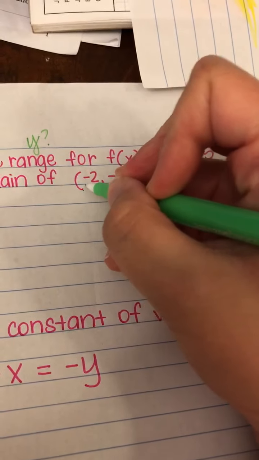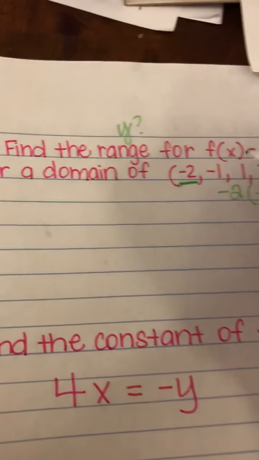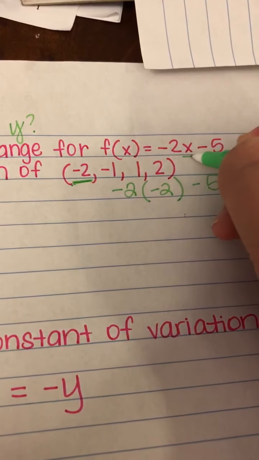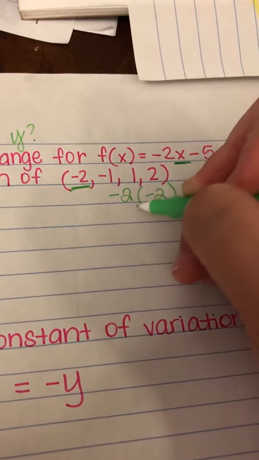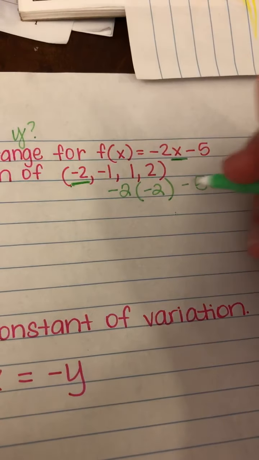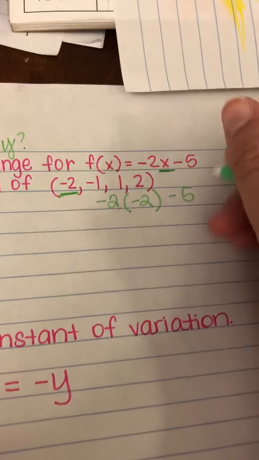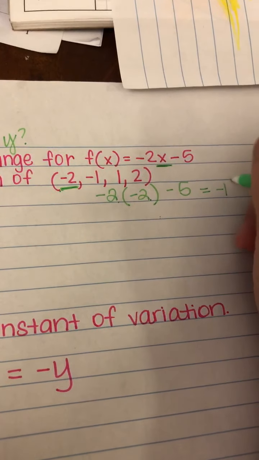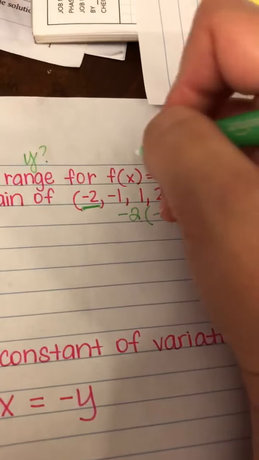So all I did was plug in this. Since it's the domain, that's my x value, and I plugged it in as my x value. Then you, again, please excuse my dear Aunt Sally, that's 4. 4 minus 5 is -1. So that would be the first answer in your range.